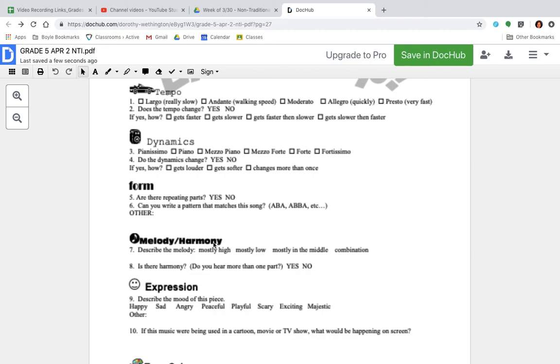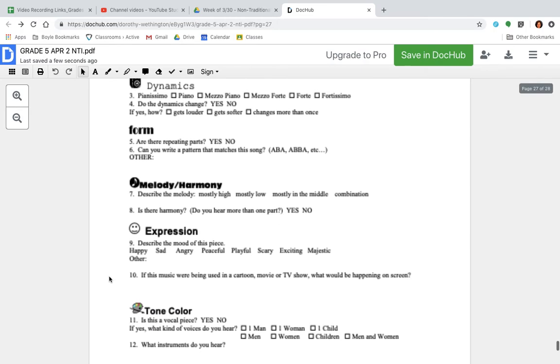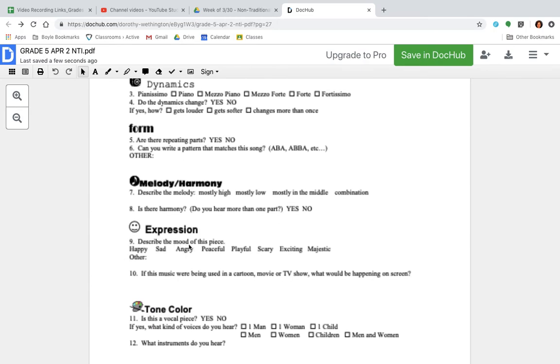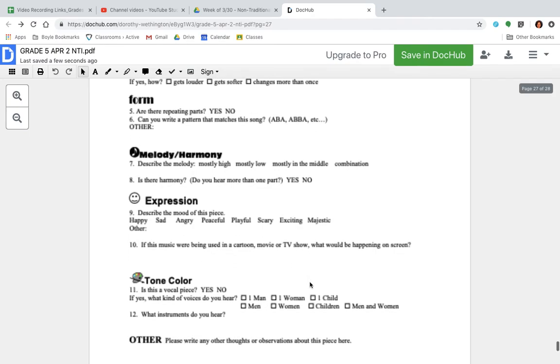Melody and harmony. Describe the melody. Is it mostly high, mostly low, mostly in the middle, or a combination? Is there harmony? Do you hear more than one part? Yes or no? Expression. Describe the mood of this piece. Is it happy, sad, angry, peaceful, playful, scary, exciting, majestic, or other? Number 10. If this music were being used in a cartoon, movie, or TV show, what would be happening on screen?